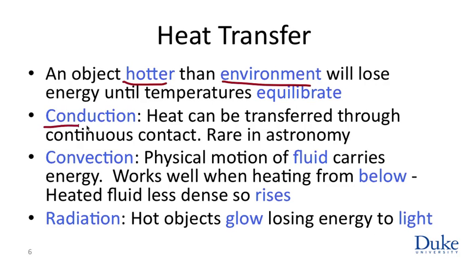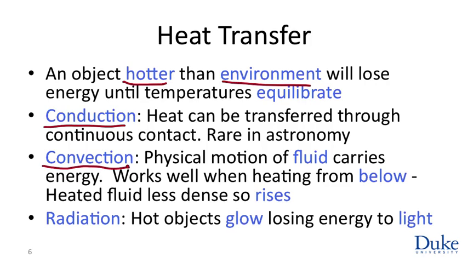One is called conduction. This is where heat is transferred through continuous contact, and this is not of great importance in astronomy. Heat conduction on astronomical scales is rare. A second phenomenon is convection. This is basically like trucking. This is what happens when the physical motion of a fluid carries energy.